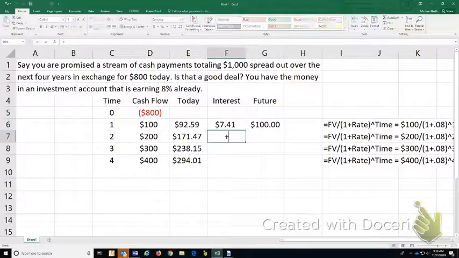This also means that if I started today with $171.47 and earned interest, I'd earn $13.72 over the first year.